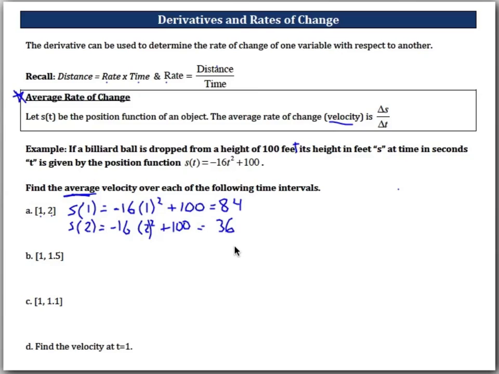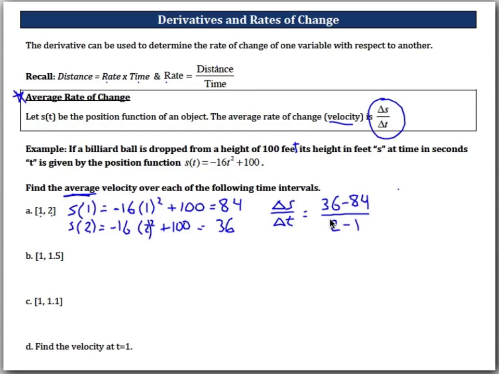36. So now we're going to use our average rate of change right up here, delta S, the change in S, over delta T, the change in time. So delta S is going to be 36 minus 84. And so we're going to take the first one and put it second, and the second one and put it first here. Okay? And then the change in time, it goes from 2 seconds to 1 second.